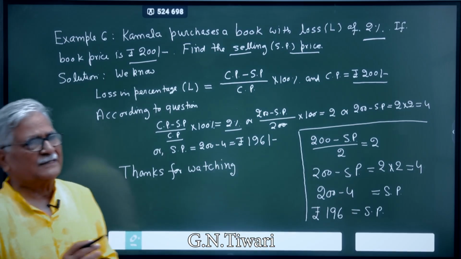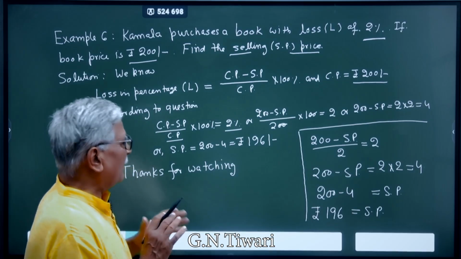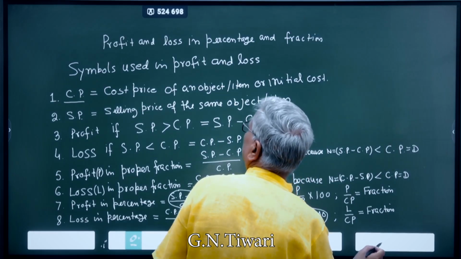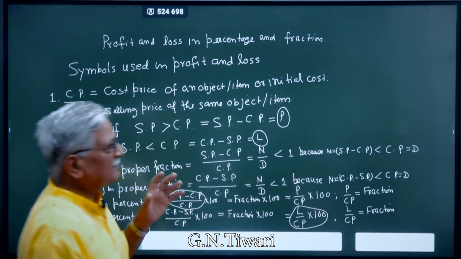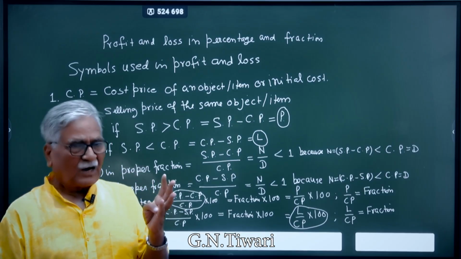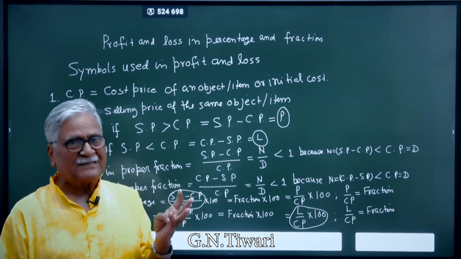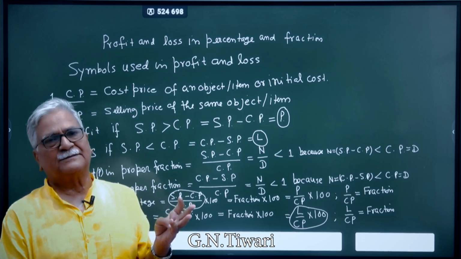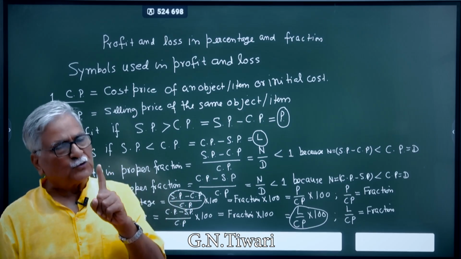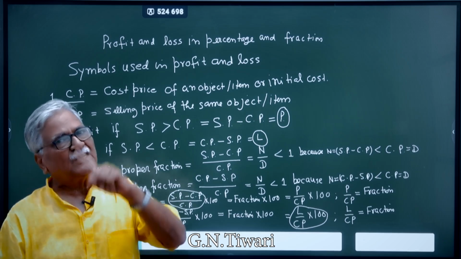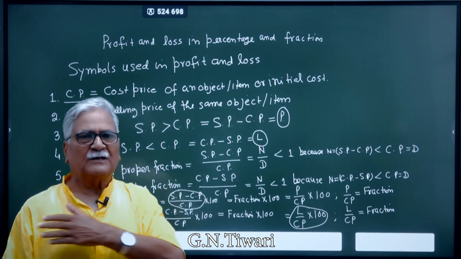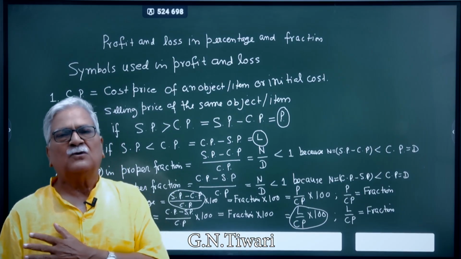That's very, very important. In conclusion, I will tell you one thing. In profit and loss, look, there are 3 terms: cost price, selling price, and profit or loss. Out of 3, 2 should be known to calculate the third one. And after that, you can calculate in fraction, calculate in percentage. Thank you very much.